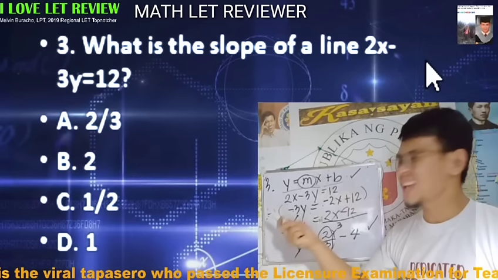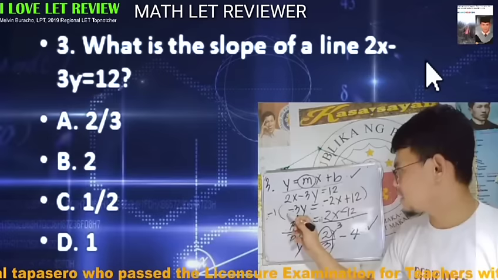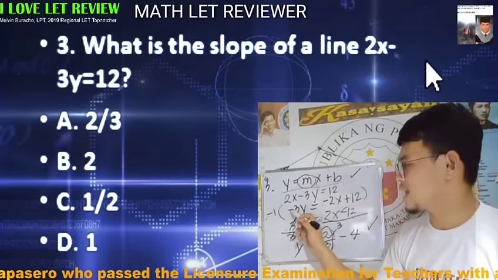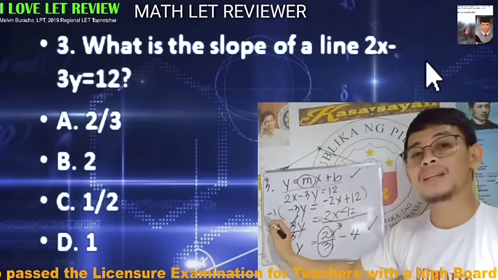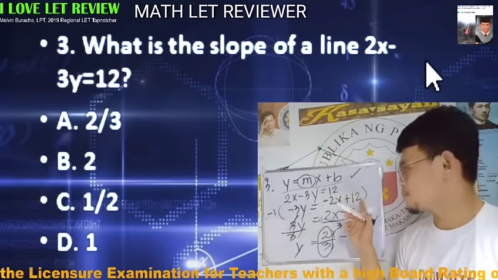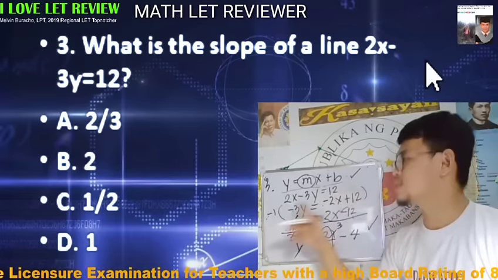So 2x will be here. And then of course, that will leave the negative 3y here. But of course, you have to make this positive, because you are going to look at here and y here is positive. So you have to multiply by negative 1 to make this one positive. Okay, the same as follows with this one. And of course, you have to perform operations also here, because to be fair, no? To be fair with the one that you multiplied in this side of the equation.